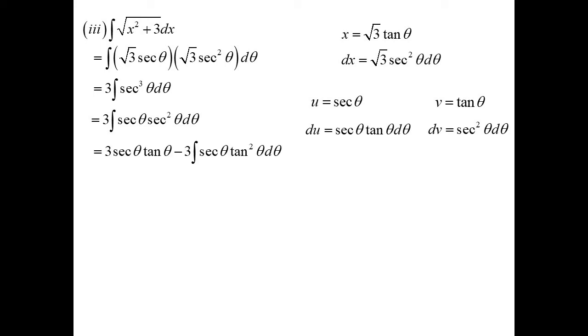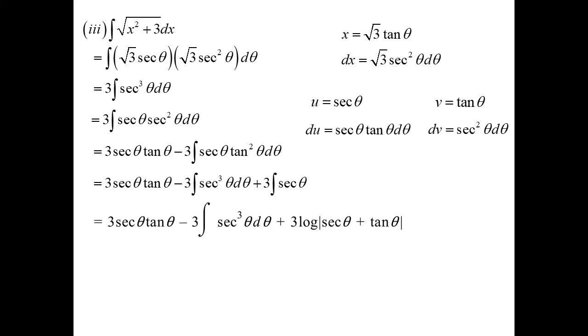We split it up into sec and sec squared. u will be sec. du is sec theta tan theta d theta. dv is sec squared. v is tan theta. But remember, it's 3 times the integral here. So it's 3 times uv. So 3 sec theta tan theta minus 3 v du. And so that's 3 sec theta tan squared theta. But now the tan squared we can change to be sec squared minus 1, but it's minus 3 times that. So we get minus 3 times the integral of sec cubed theta plus 3 sec theta. Let's just integrate the sec theta, and that's the log of sec plus tan.